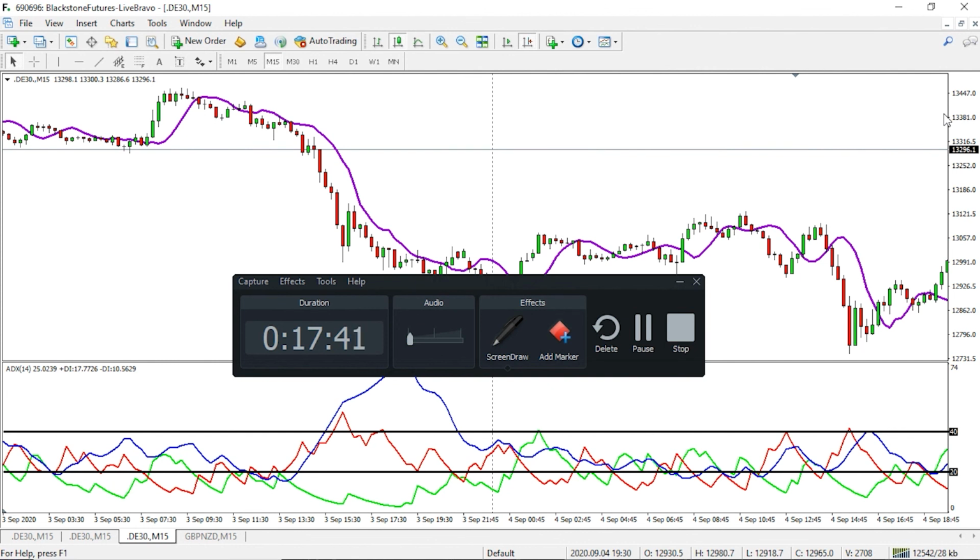Okay, so there you have it, guys. If this is something that floats your boat, please do try it on a demo account, get used to it, perfect it, and I'm sure in no time you'll be trading live on this kind of strategy, and you'll see your account grow in no time.